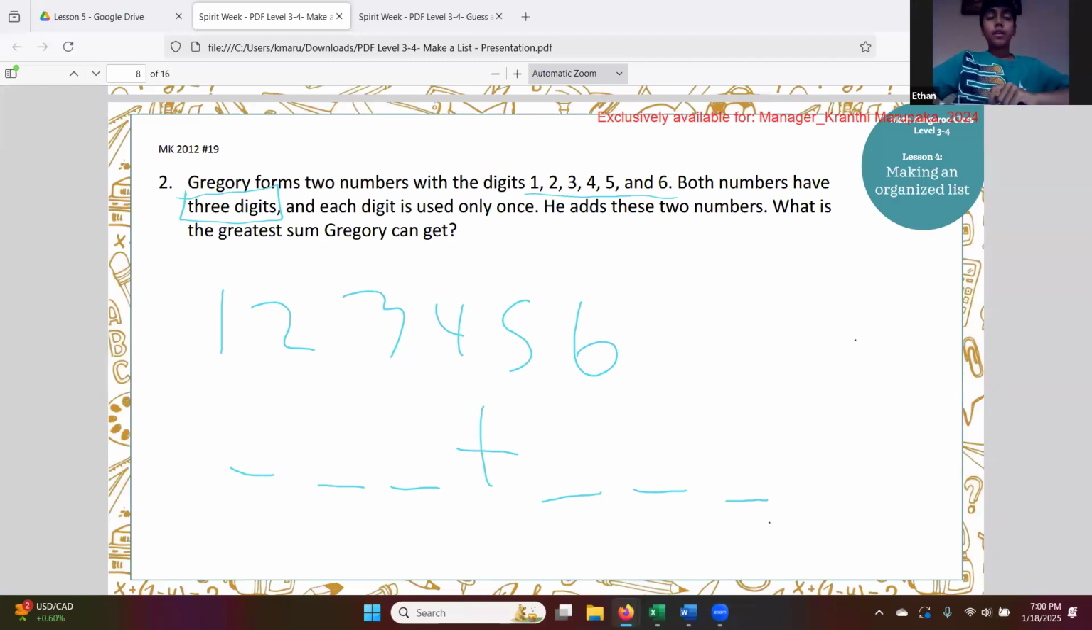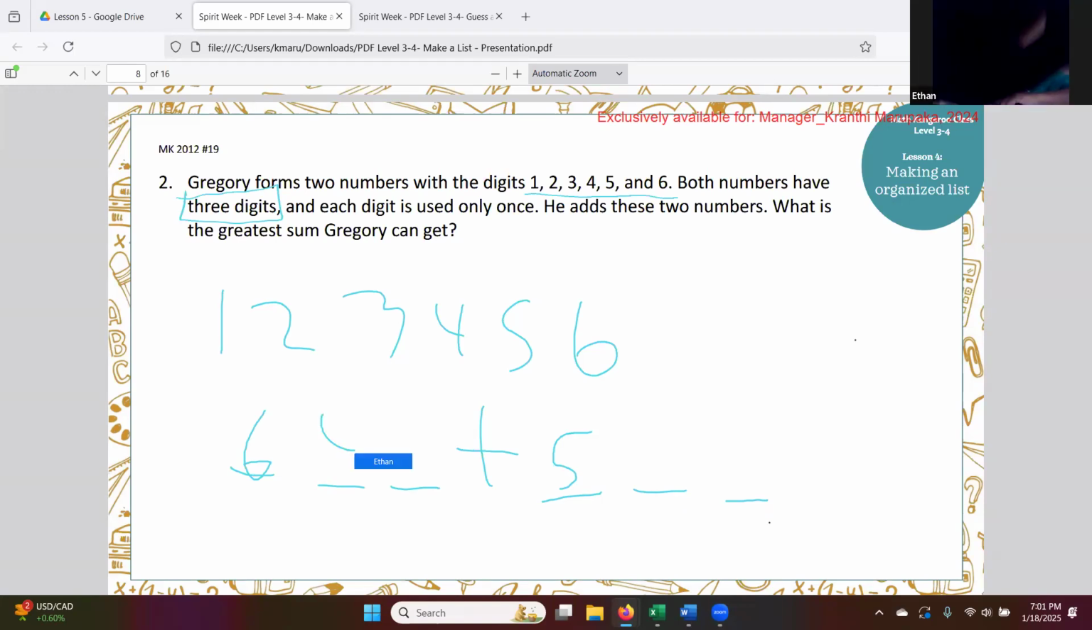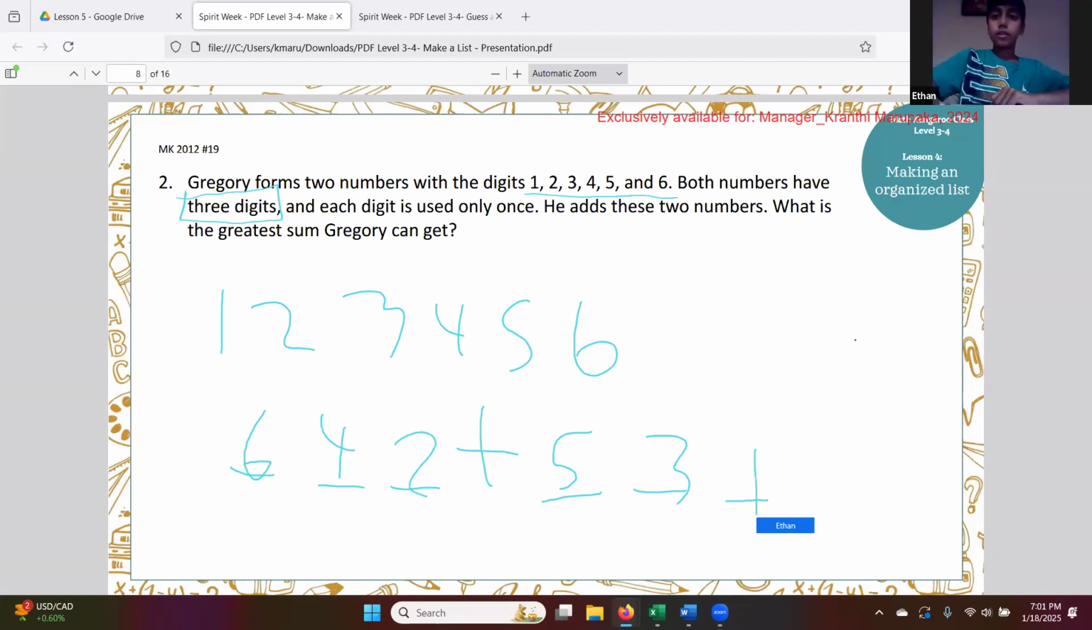Because a 2 in the hundreds place would have more value than a 2 in the tens place, we should put our 2 greatest numbers in the hundreds places. Next greatest in the tens place, then the least greatest in the ones places. So the greatest number Gregory can get is 1,195.